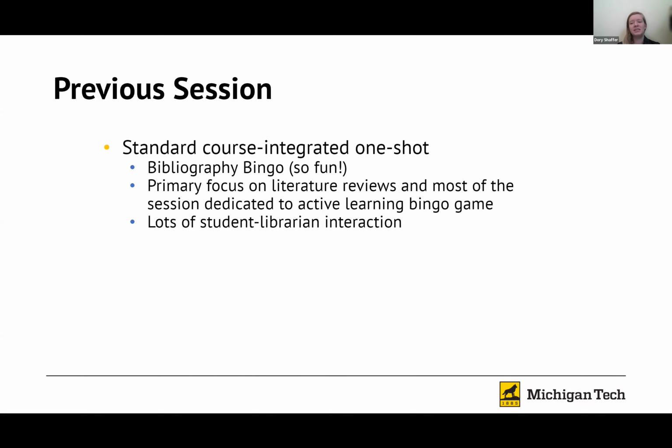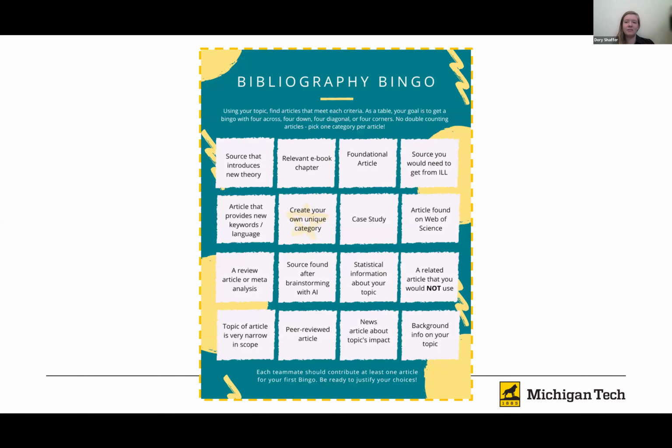And then most of the session is dedicated to an active learning bingo game where students have time to use their own subjects and look up different articles related to their topic that meet these different categories. It's super fun. There's lots of student librarian interaction because I go around and visit every group and ask them what's working, what's not. So they all get some actual one-on-one time with me and advice. So it's a really great session, but it doesn't have a lot of time for AI instruction. This is an example of the card that we used.